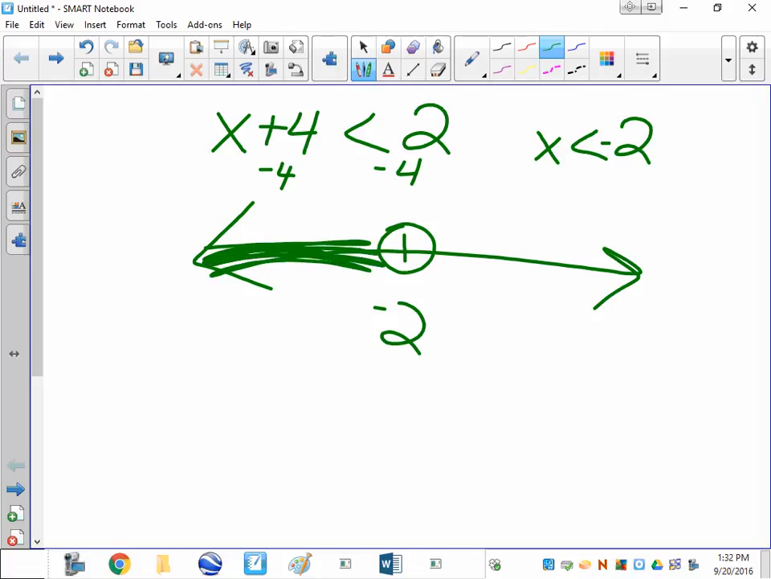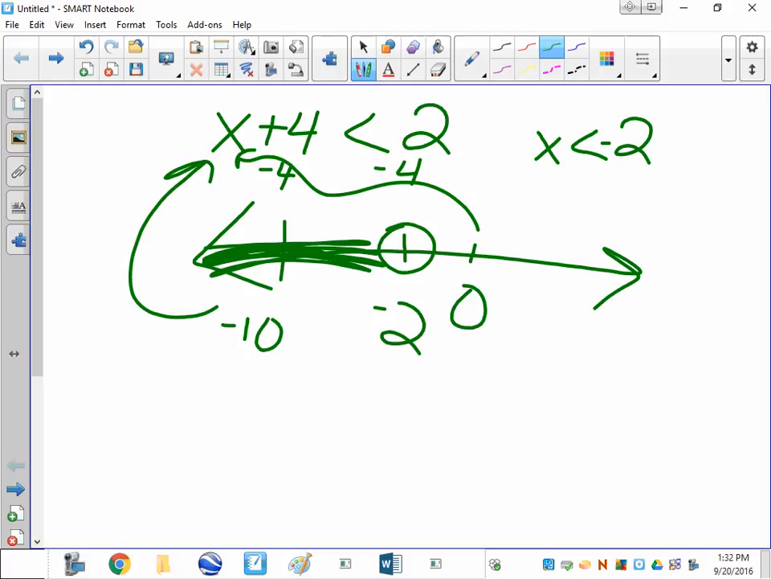So in theory, I should be able to pick a number that's on that space and plug it in, and it should work. For instance, negative 10. Is negative 10 plus 4 less than 2? Yes. So I must have done it correctly. And everything on the other side of that open circle should also not work. So let's try 0. Plug in 0. Is 0 plus 4 less than 2? No.